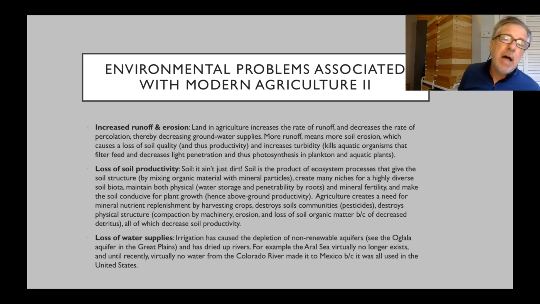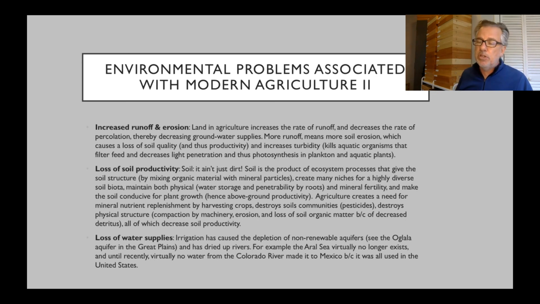And finally, a lot of modern agriculture is irrigated. We haven't talked about that yet. And this often causes the depletion of non-renewable aquifers. These are underground water supplies, the most famous in the United States being the Ogallala aquifer of the Great Plains. And that aquifer is declining.